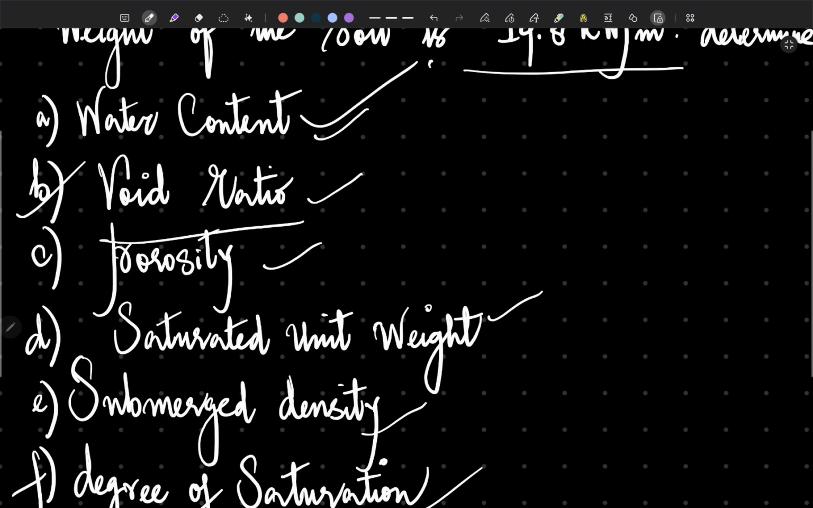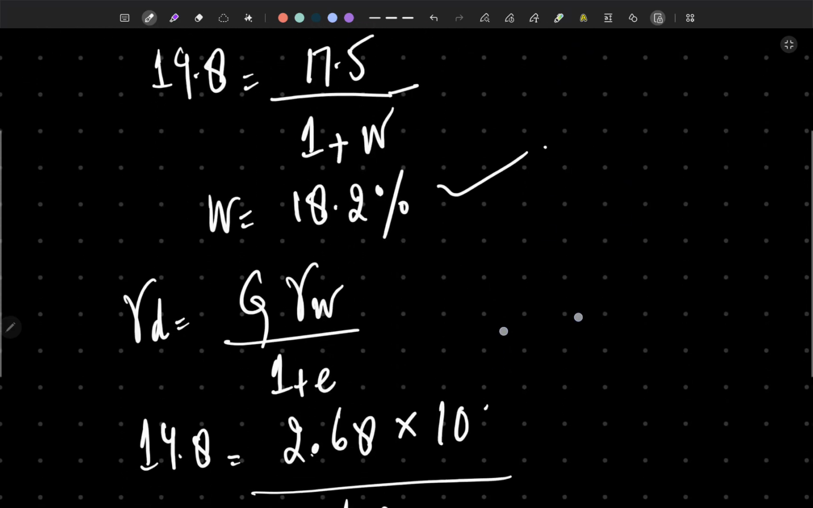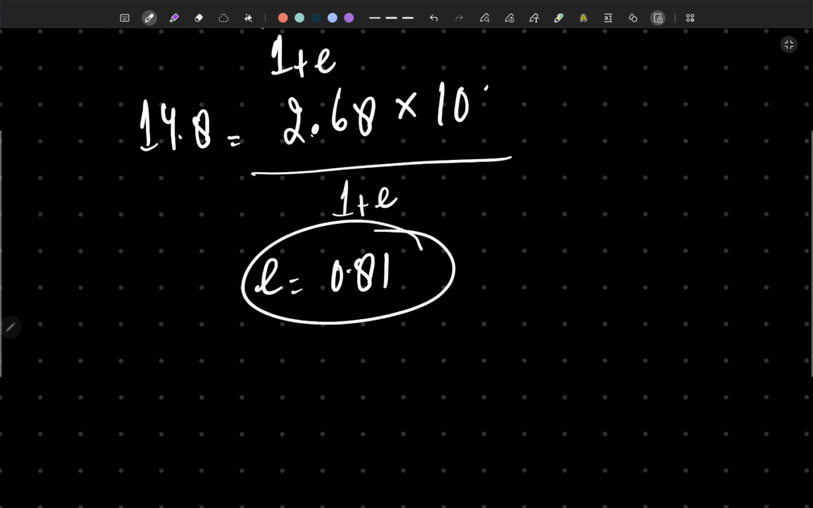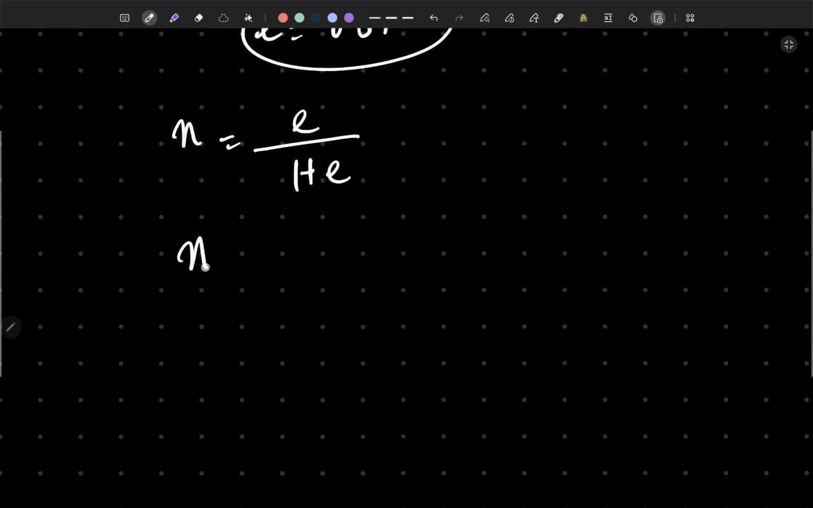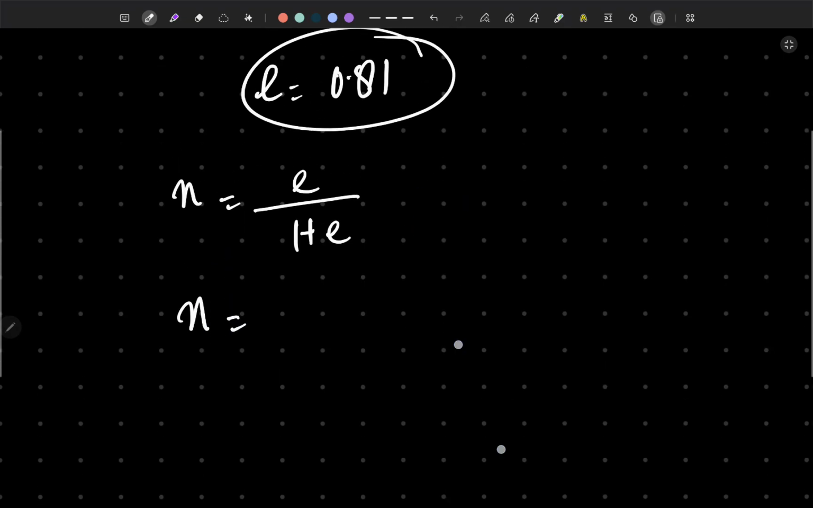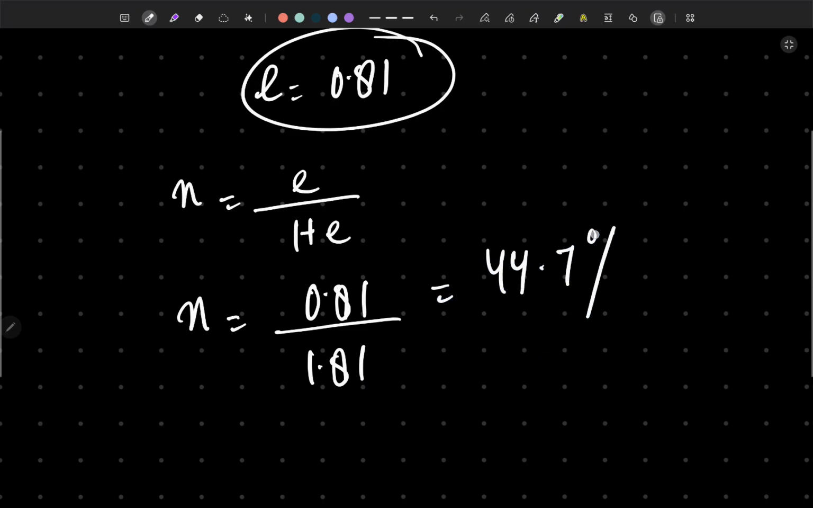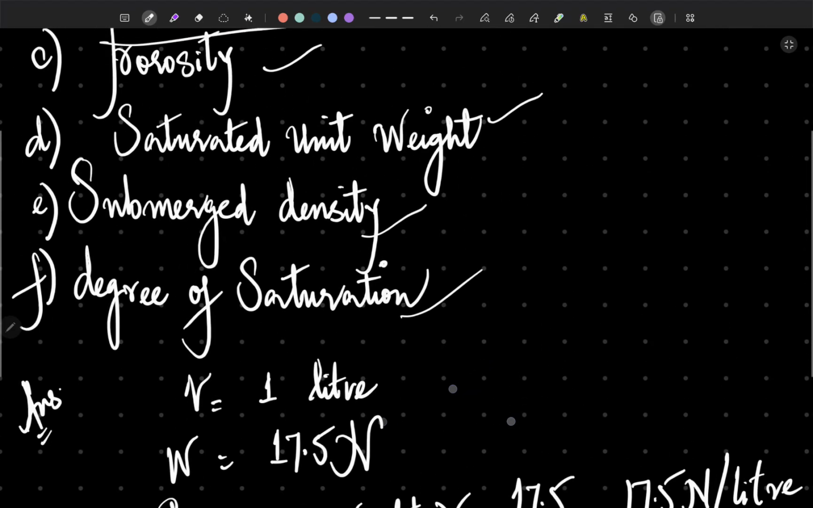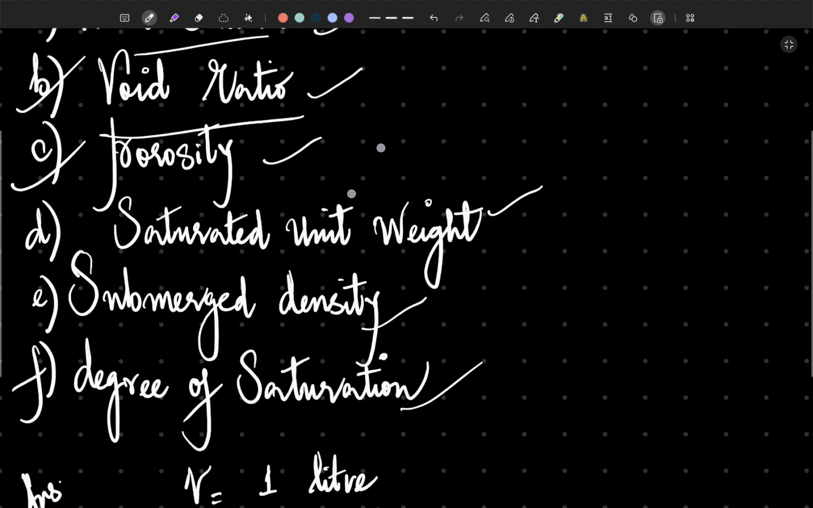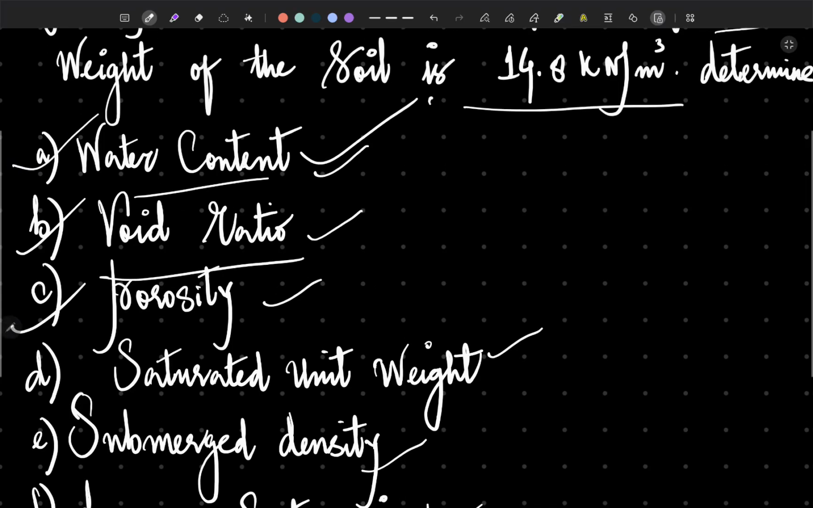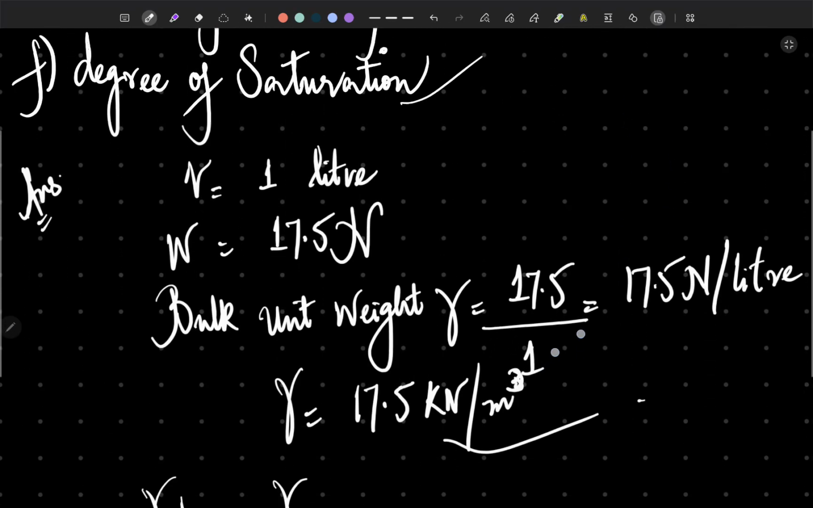Now porosity. When we know the void ratio, we can very easily find the porosity. Porosity is E divided by 1 plus E. E is how much? 0.81 divided by 1.81. By calculations, that is equivalent to 44.7%. The next thing that the question demands: water content is done, void ratio is done, so is the porosity. Now saturated unit weight.